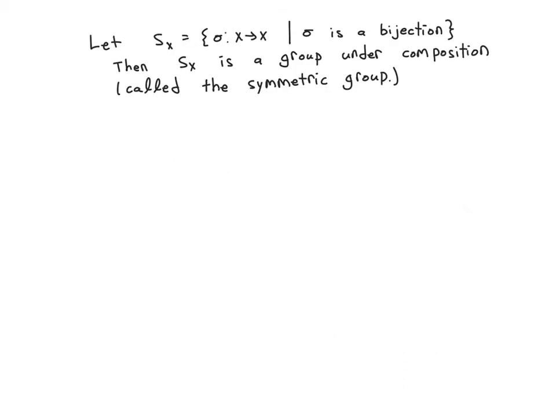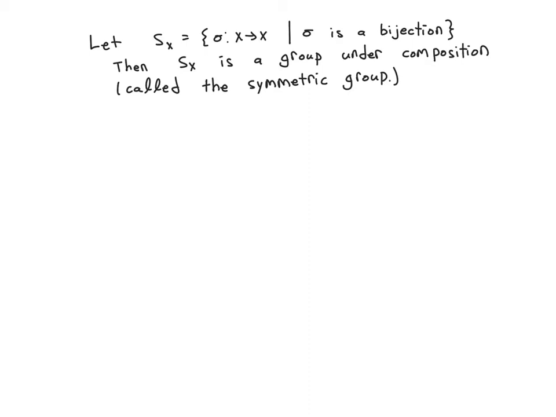Alright, so now we're going to actually do some group theory. Given any finite set X, we're going to let S sub X be the set of all functions sigma from X to X. So the domain of the function is X, and the codomain is also X. Our requirement is that sigma is a bijection, so it is one-to-one and onto, or injective and surjective.